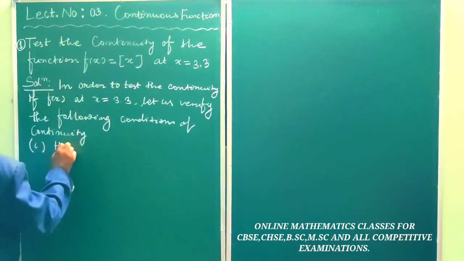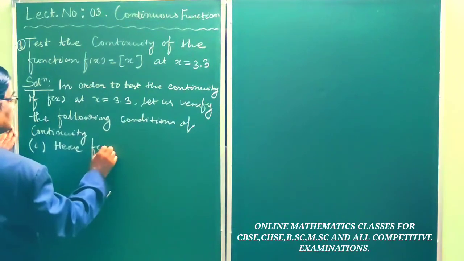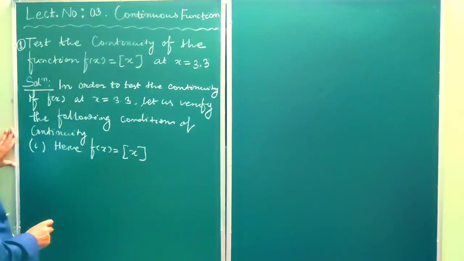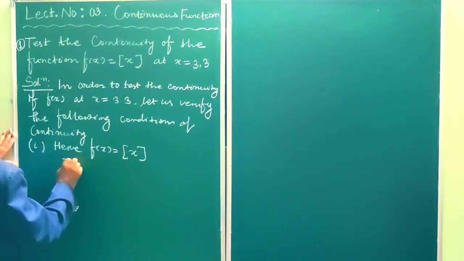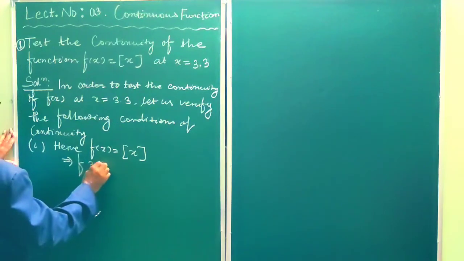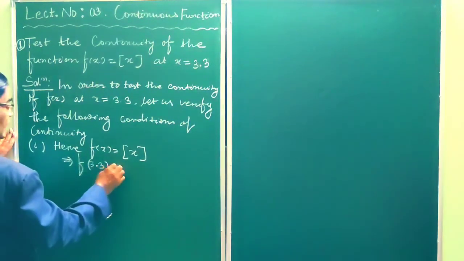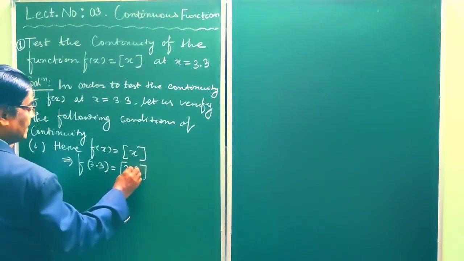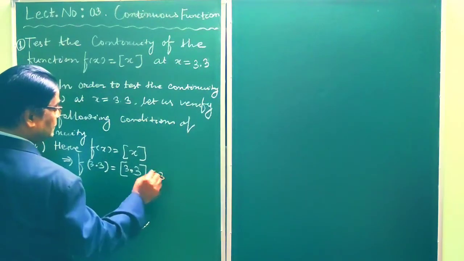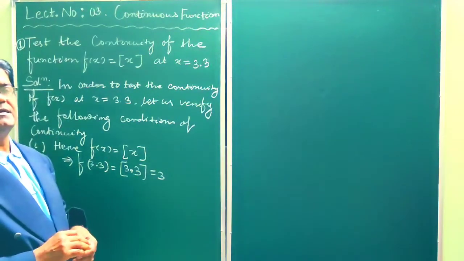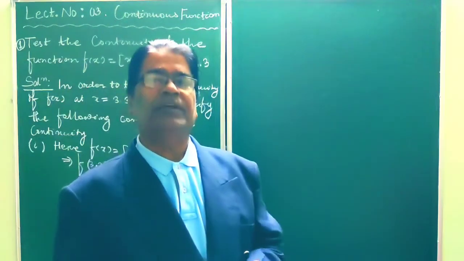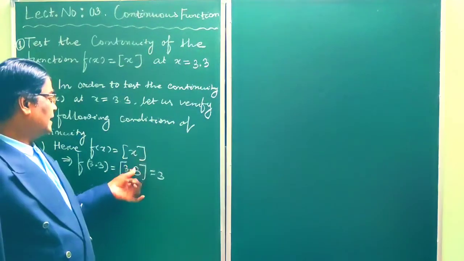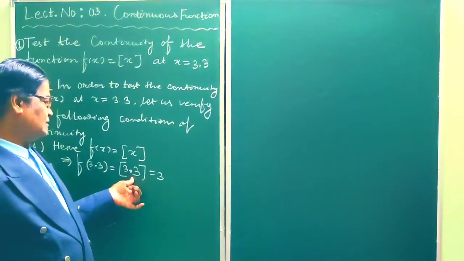Here f(x) = [x]. This is greatest integer function. So this implies f(3.3) = [3.3], the greatest integer value, which is equal to 3. Because greatest integer function gives us the integer which should not exceed the independent variable x.